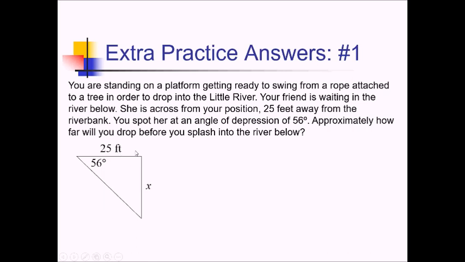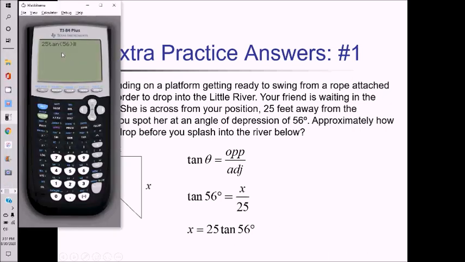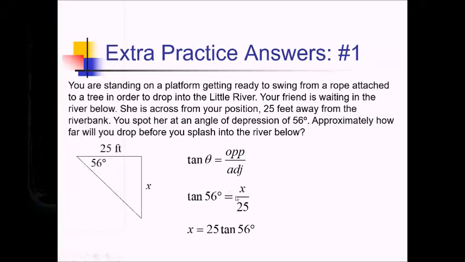Opposite and adjacent is the TOA part of SOHCAHTOA, so that's tangent of theta equals opposite over adjacent. So we can write tan of 56 degrees equals, and now we're going to have our opposite side of x over our adjacent side of 25. Now to actually get x, we have to multiply both sides by 25, so 25 times tan of 56. And let's see what that is on the calculator. So plugging that in, we end up with 37.1, and that's going to be in feet.